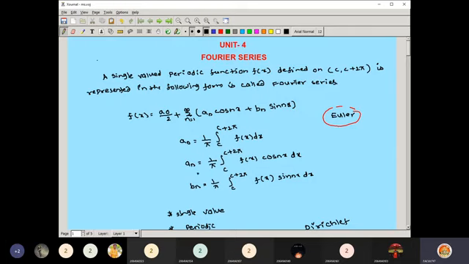an equal to 1 by pi integral c to c plus 2 pi f of x cos nx dx. bn equal to 1 by pi integral c to c plus 2 pi f of x into sin nx dx, where c is a real number.